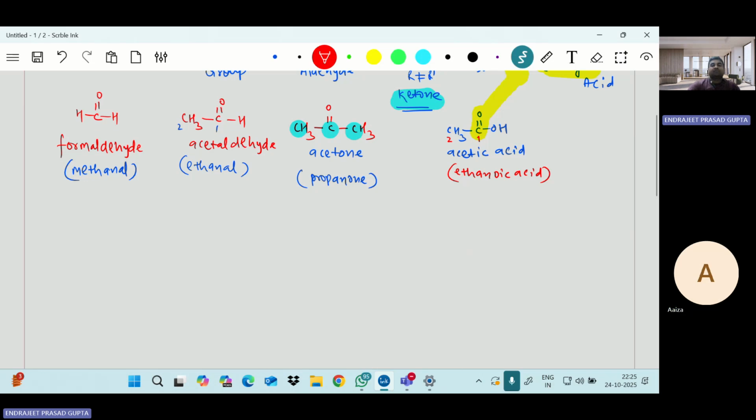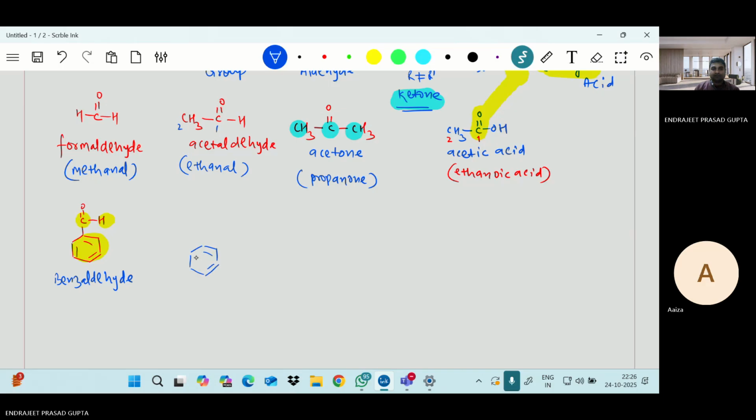Suppose there is a benzene, and in benzene, suppose there is C double bond OH. So this is carbonyl carbon. And this carbonyl carbon has one side hydrogen and the other side an aromatic ring. So this is aromatic aldehyde. The aromatic ring is called benzene and CHO is aldehyde. So the name of this compound is benzaldehyde.